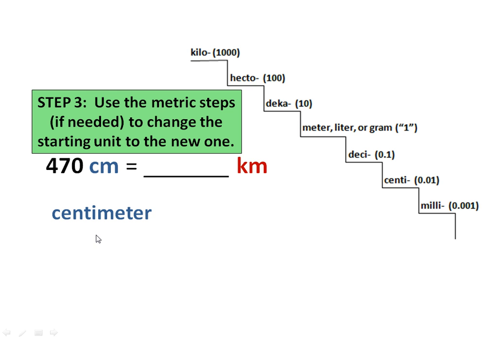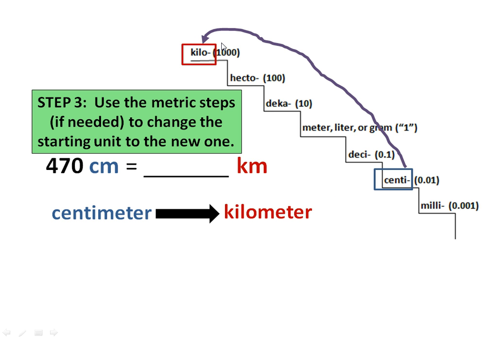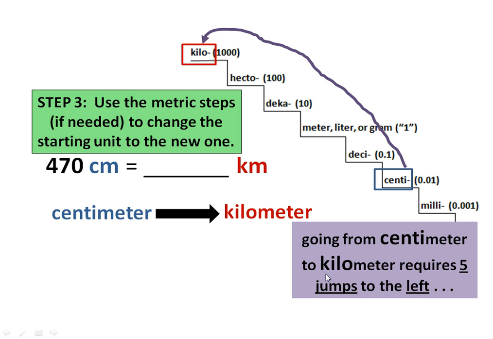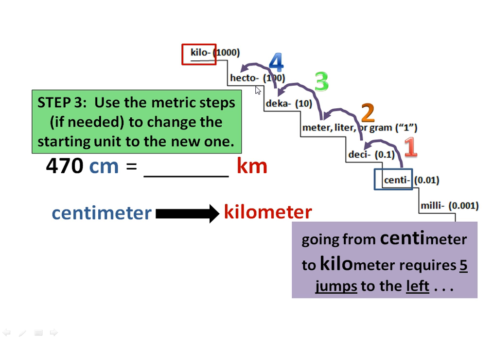So we have cm, centimeter, and we want to get our answer into km or kilometers. So here's centimeter, centi anything actually is right there, and we want to get it to kilometer. So we find kilo in our staircase. So kilometer is at the top of this staircase. So centi to kilo, you can see, is going to be more than just a couple of jumps. So we're going to count. So going from centimeter to kilometer is going to require 5 jumps to the left. So let's double check that. So centimeter, there's 1 jump, 2 jumps, 3 jumps to the left, 4 jumps, and 5 jumps to the left.